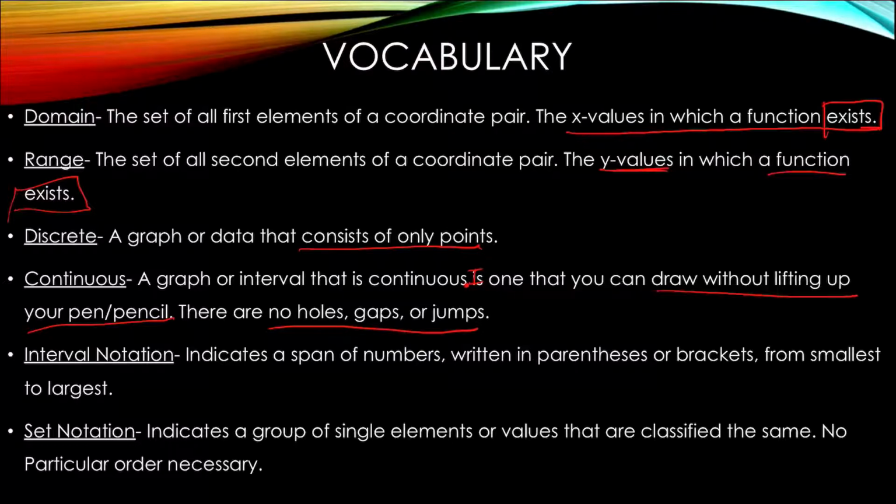If it is written in interval notation, it indicates a span of numbers written in parentheses or brackets. So this is a key here, parentheses or brackets, from smallest to largest. Set notation indicates a group of single elements or values that are classified the same, meaning they're all individuals from one another. No particular order is necessary. Where in interval notation, smallest to largest, typically anything we do in math when we're doing some sort of notation, we usually try to make it in numerical order from least to greatest.